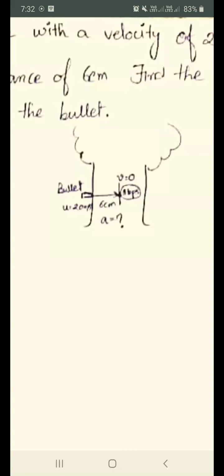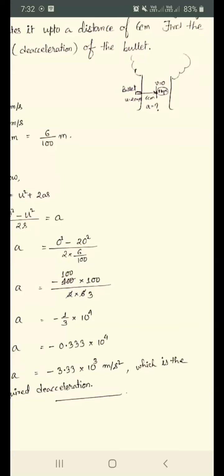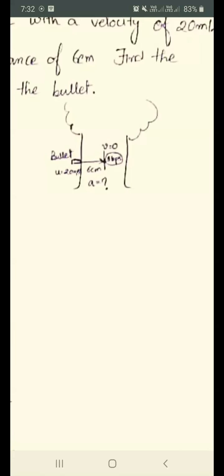That means the bullet stops. So if the bullet stops, then the final velocity will obviously be 0 meter per second. We are asked to find the deceleration. Deceleration is nothing but acceleration, only in the negative. That means minus of acceleration. Don't worry about that. The answer will automatically come out negative, because the final velocity is less than the initial velocity. So we will use the equation of motion here.